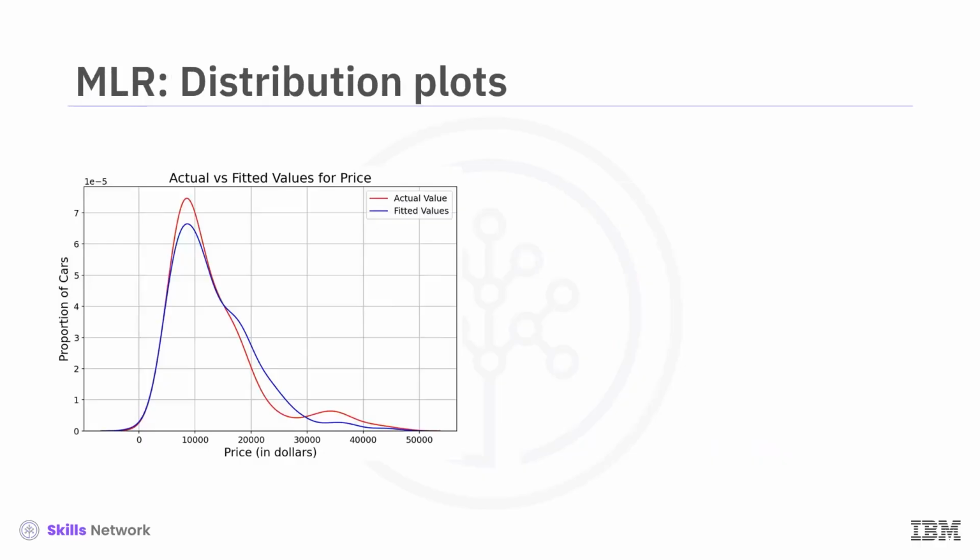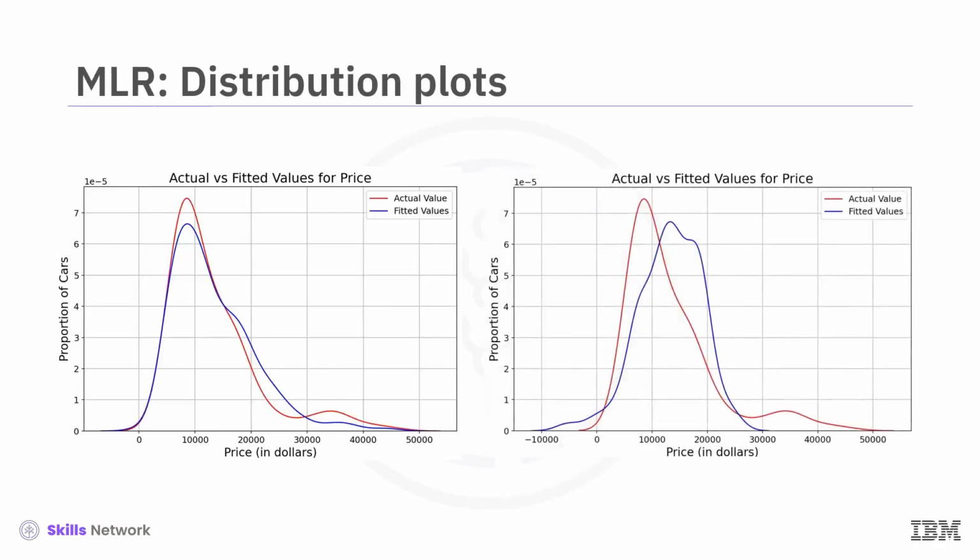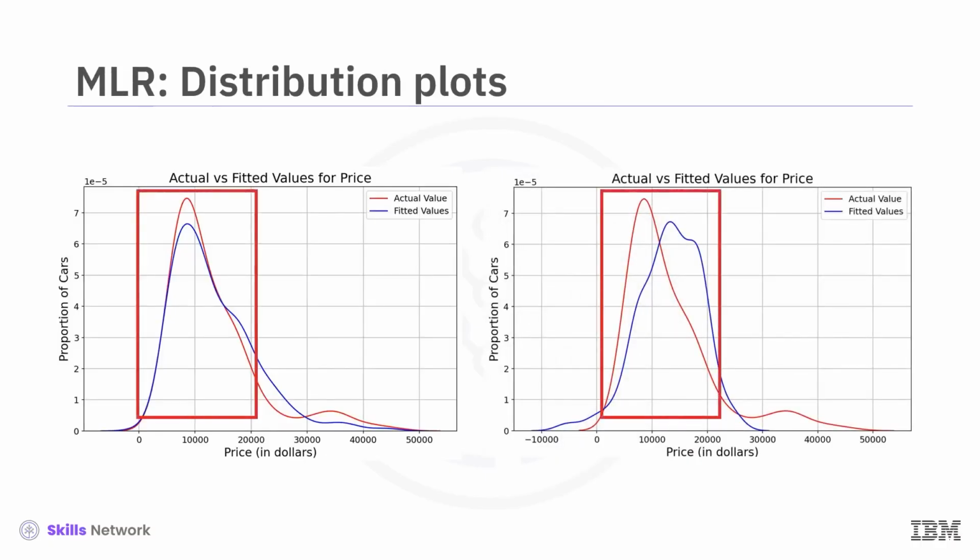In this example, we use multiple features or independent variables. Comparing it to the plot on the last slide, we see predicted values are much closer to the target values.